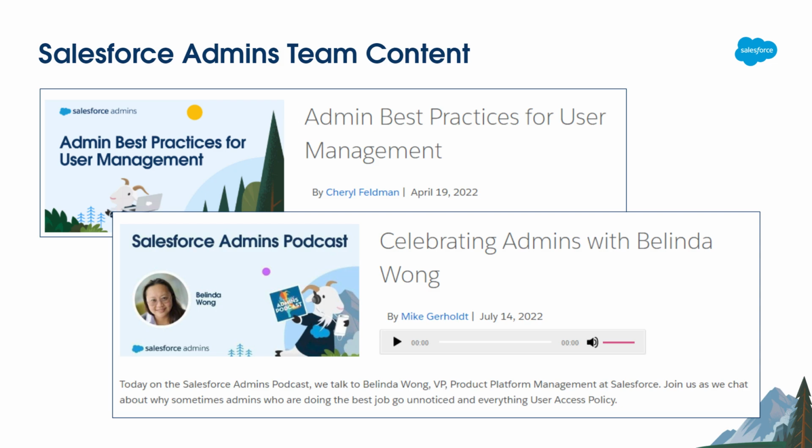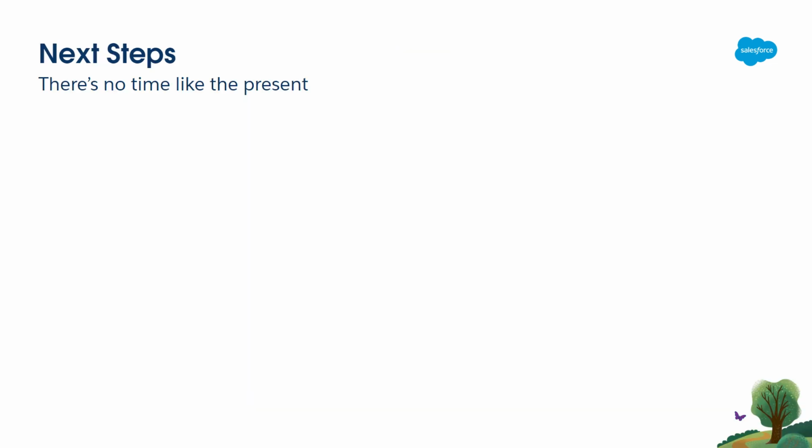So what are my recommendations? What are the next steps you should be taking? Well, there is no time like the present. So audit your profiles. How many do you have? How many are similar? How many are granting out which access? Do an audit. You can use some tools to do that. Do the same for your permission sets.